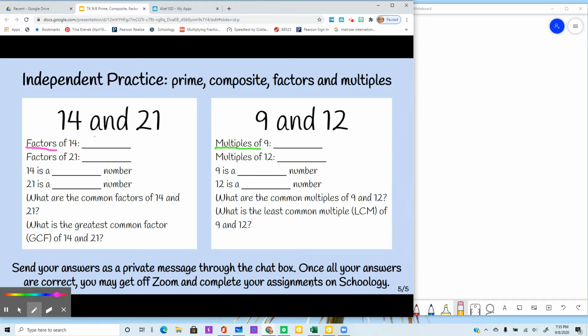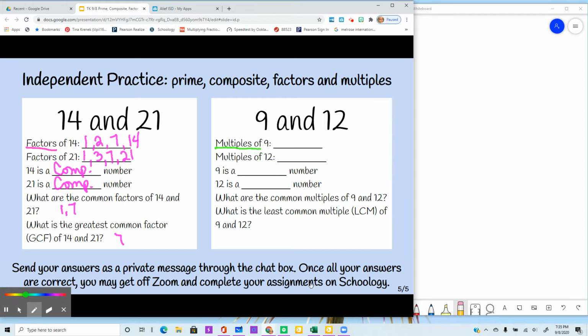All right. Factors of 14: 1, 2, 7, 14. 21: 1, 3, 7, 21. Composite, because they have more than two factors. The common factors are 1 and 7, and the greatest common factor is 7.